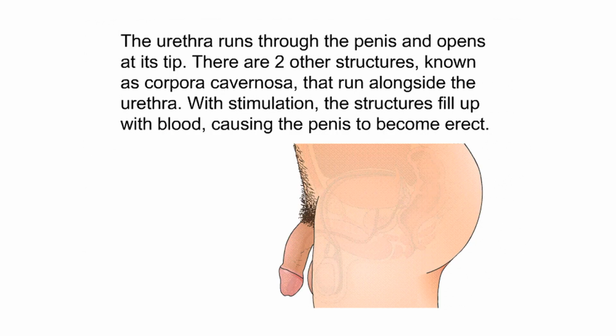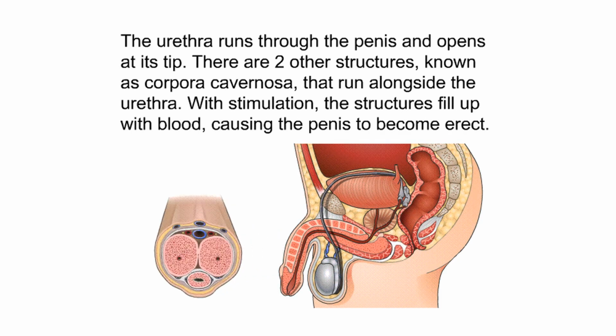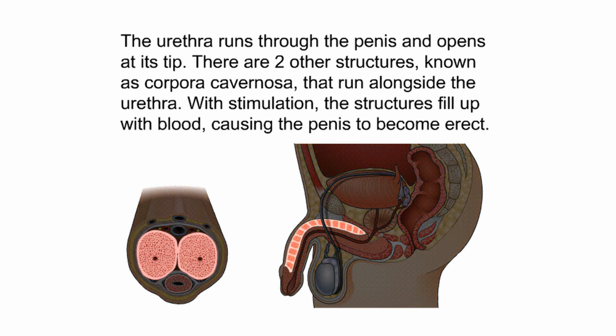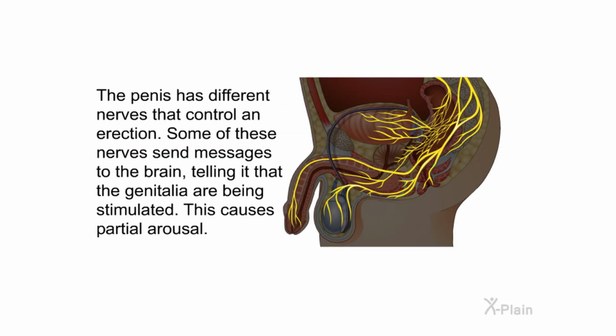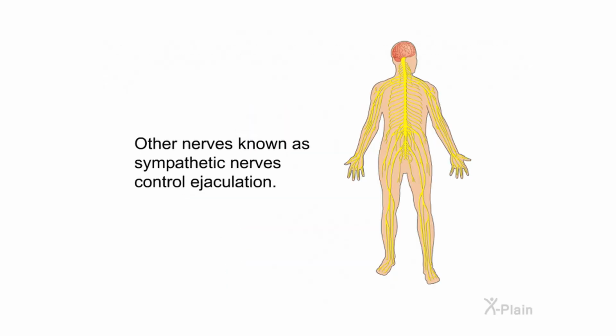The urethra runs through the penis and opens at its tip. There are 2 other structures, known as corpora cavernosa, that run alongside the urethra. With stimulation, the structures fill up with blood, causing the penis to become erect. The penis has different nerves that control an erection. Some of these nerves send messages to the brain, telling it that the genitalia are being stimulated. This causes partial arousal. Other nerves from the brain and spinal cord, known as parasympathetic nerves, cause the corpora cavernosa to fill with blood, resulting in an erection. Other nerves, known as sympathetic nerves, control ejaculation.